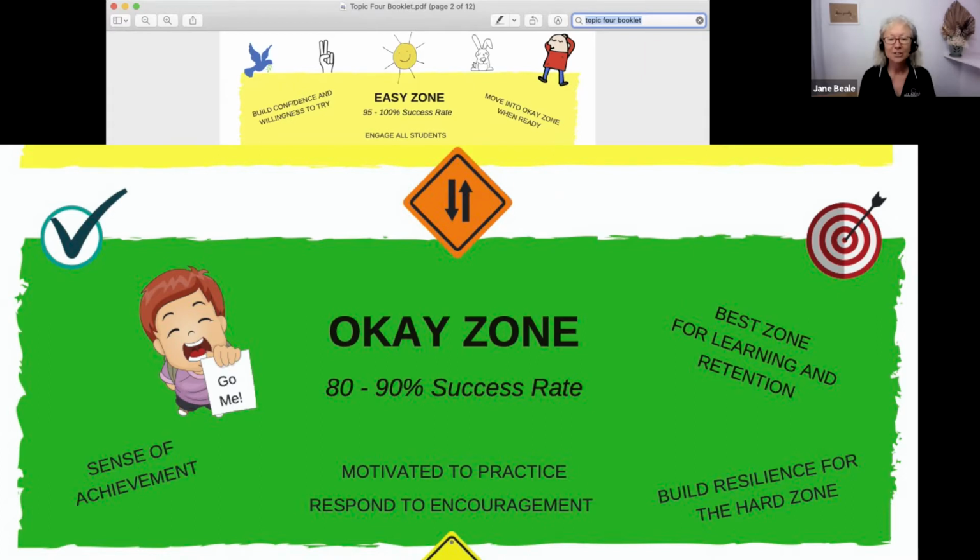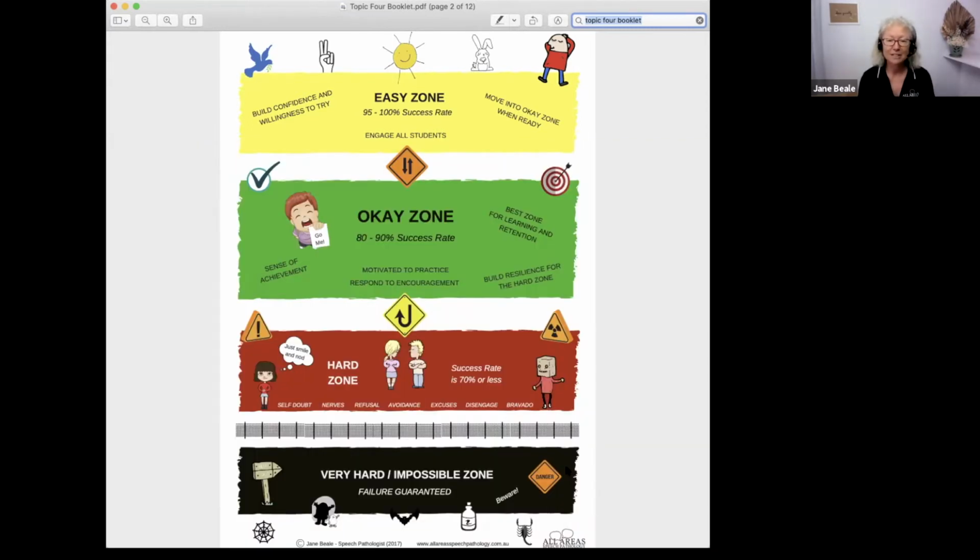When you're in this zone, you're less likely to be troubled by negative thoughts in your head. You're less likely to become disheartened and start making excuses. This is a great zone to be in. Now let's look at the red zone, the hard zone.